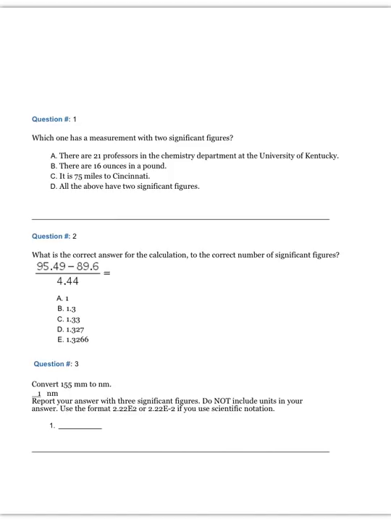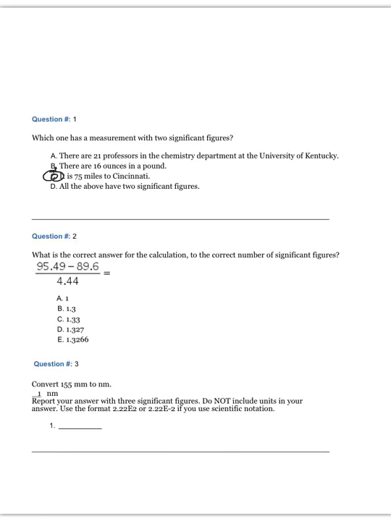Question number 1. Which one has a measurement with two significant figures? The answer is C. It is 75 miles to Cincinnati.